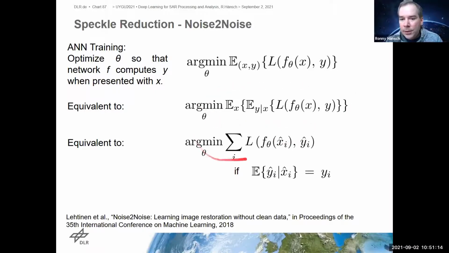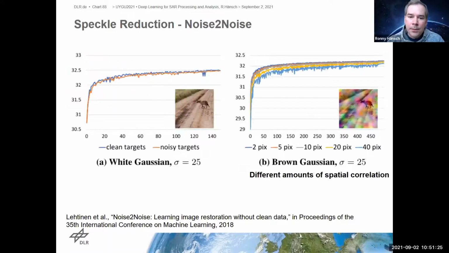But this equation has a huge advantage: here I don't have a clean target anymore. I have a corrupted target that is following a certain distribution. So this is very, very interesting. People have used this for spectral reduction as well.